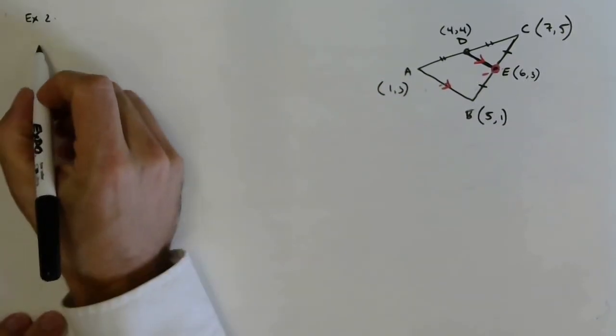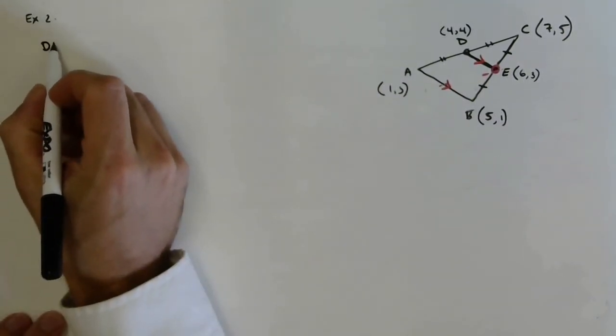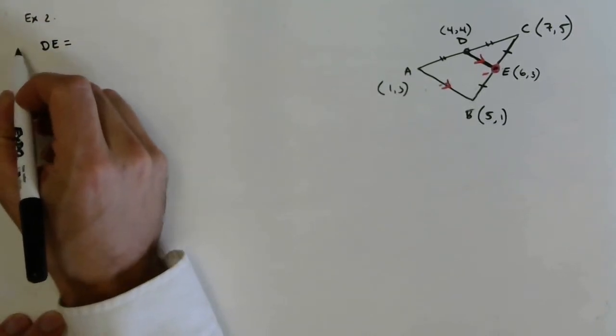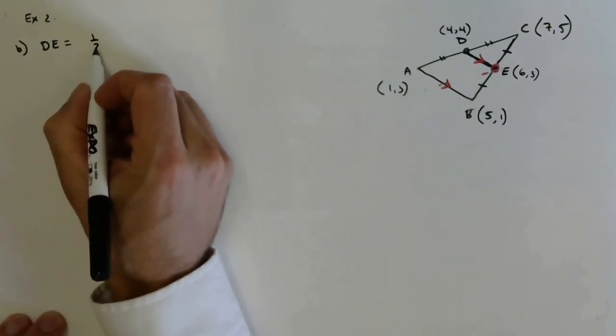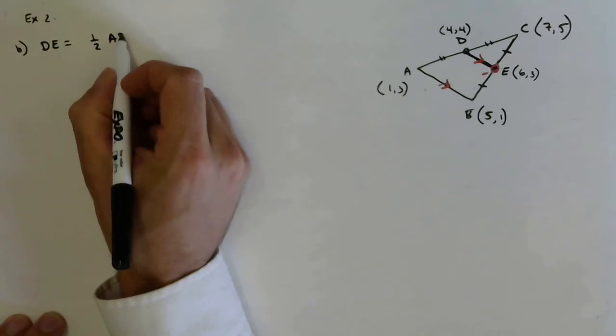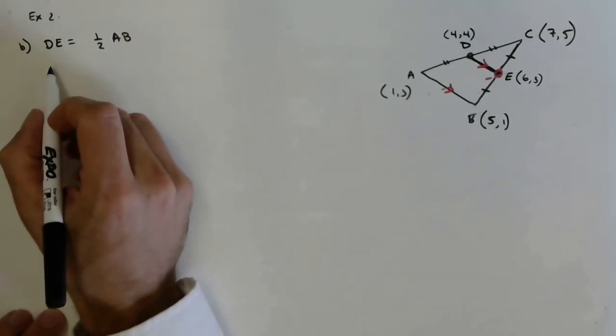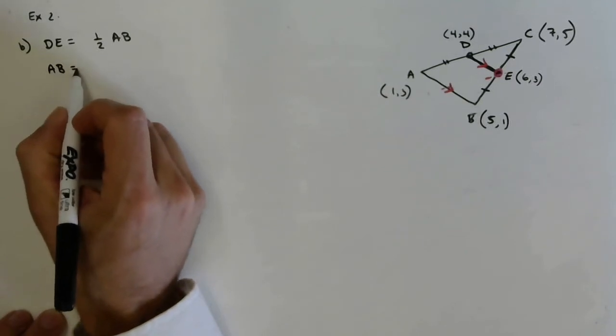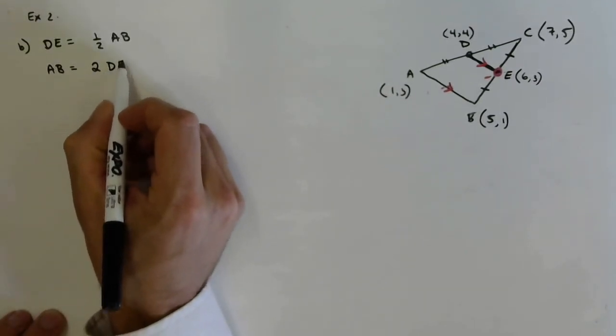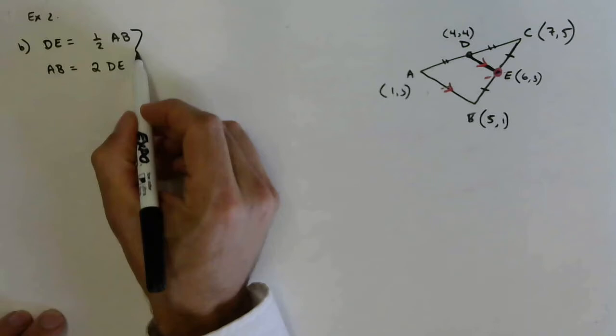Okay, verify that DE equals, this is part B, 1/2 of AB. Another way to write that would be AB equals 2 times DE. I'm checking for either of those.